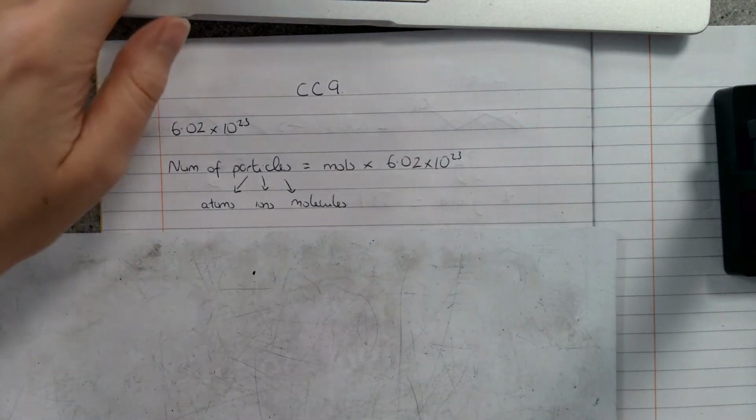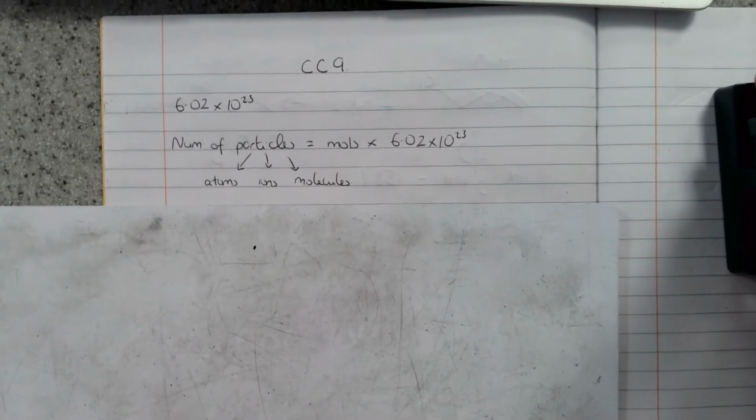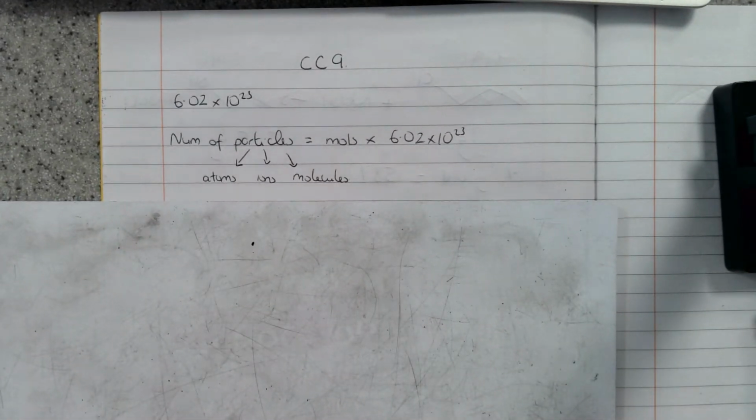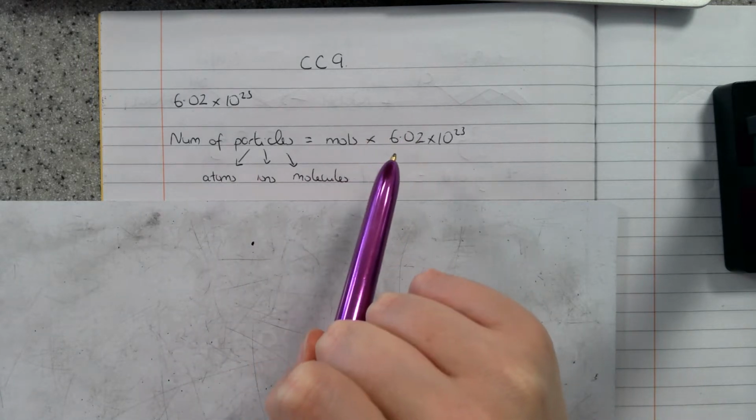So in this video I'm just going to run through some problems that we've experienced in CC9, and that typically revolves around Avogadro's constant. General rule, if they give you Avogadro's constant in the question, you need to use it. If they don't give it to you, you don't need to use it. And this is the formula that contains Avogadro's constant.